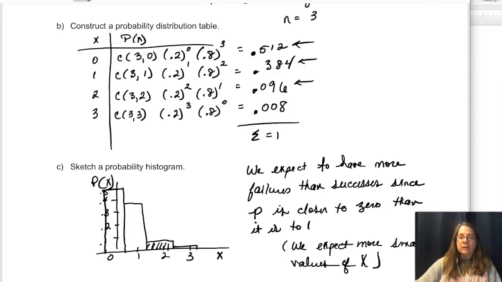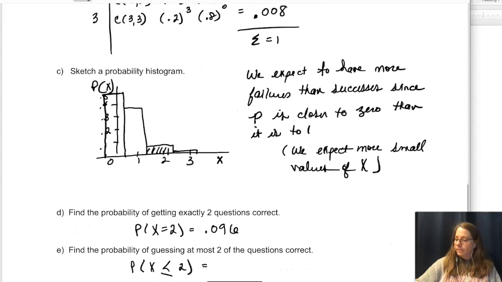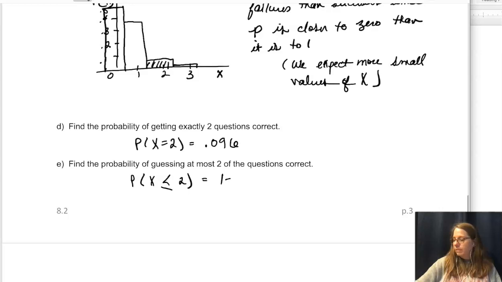But instead of adding those 3 numbers together, I'm going to subtract the one answer I'm leaving out from the total 1. So I'm going to subtract 0.008 from 1. And the probability she gets at most 2 questions correct is 0.992.